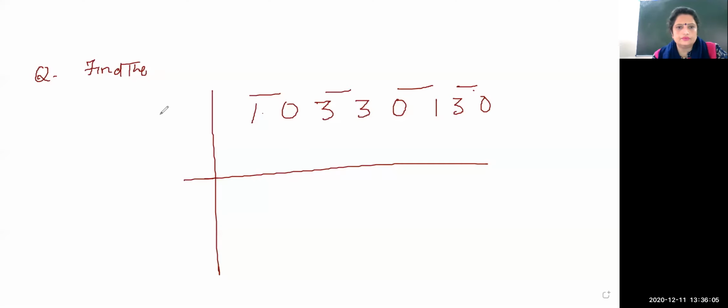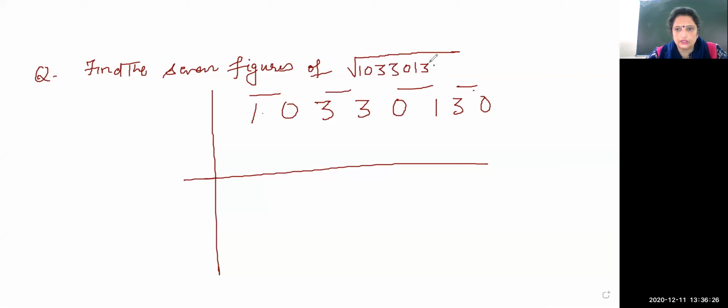So now we will do the next question related to the square roots of imperfect square. Find the 7 figures of the square root of 10330130. So first of all, we will make the pairs, we will make the groups.